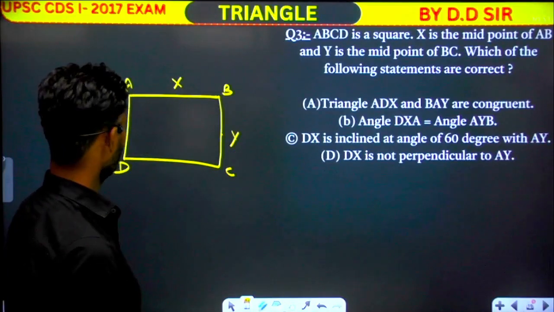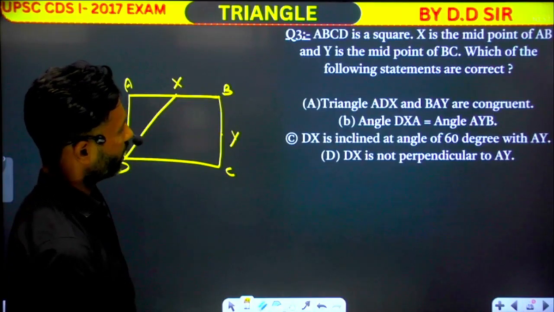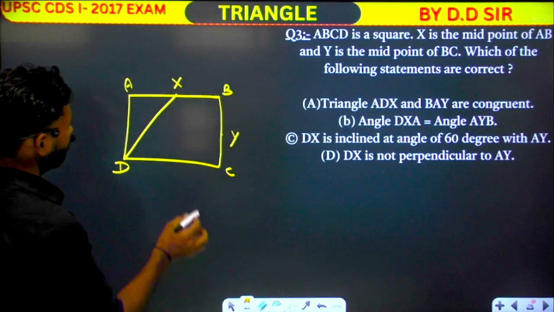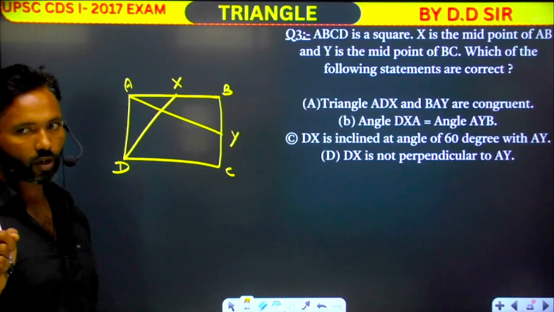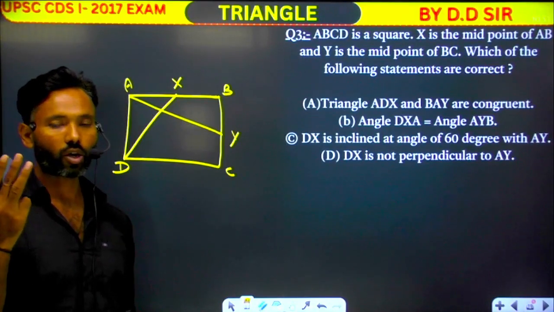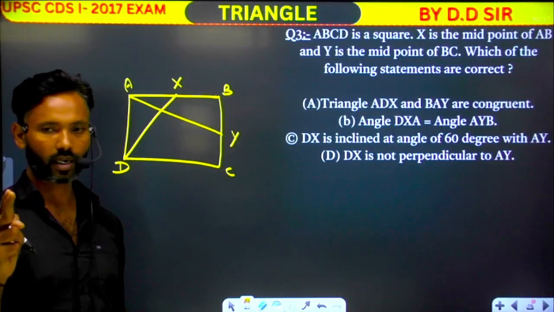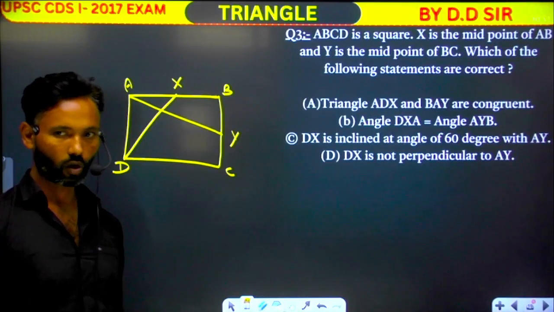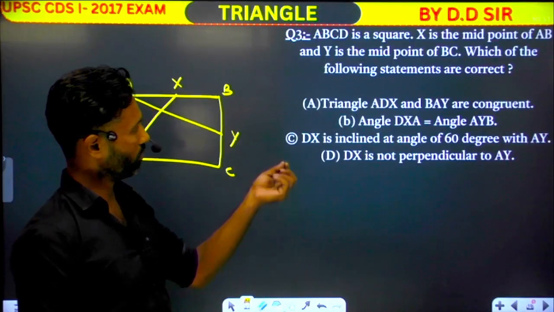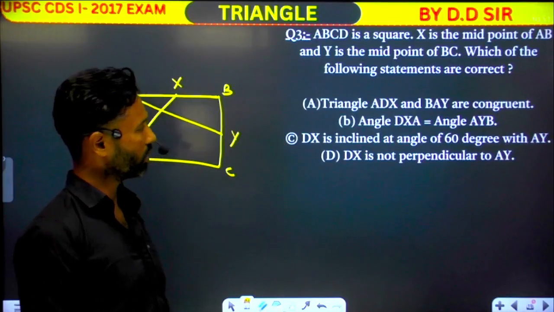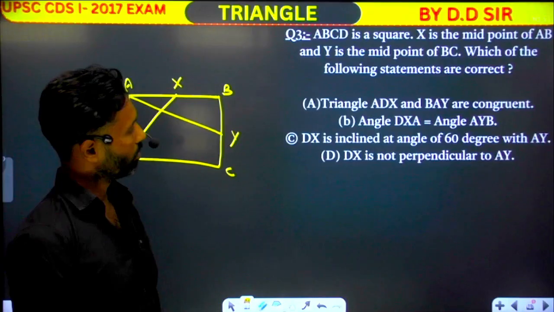Okay, triangle ADX. This is triangle ADX. And triangle BAY. Both are congruent. You know the properties of congruence. I told you 3 conditions for triangles to be congruent. One was SSS, second was SAS, third was ASA. So to decide whether the first statement is correct or not, we have to prove this.